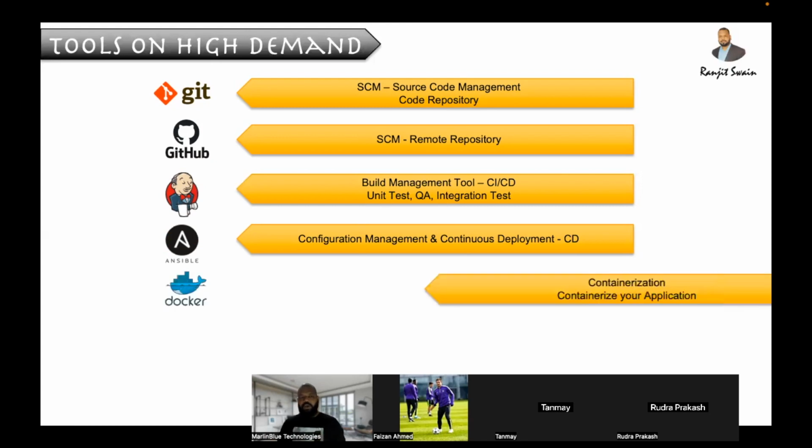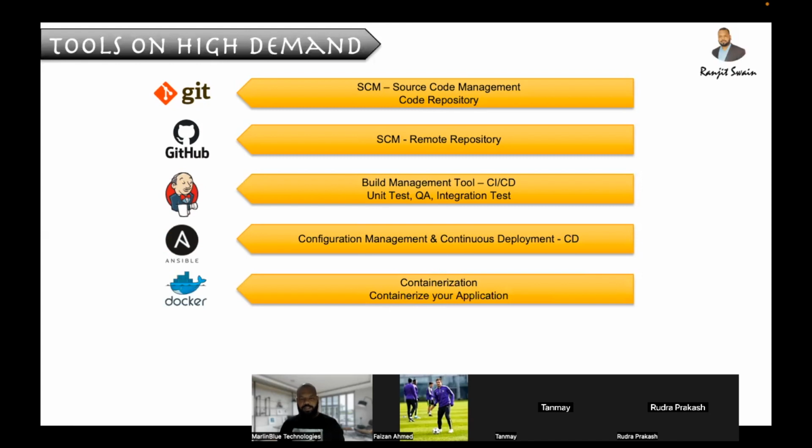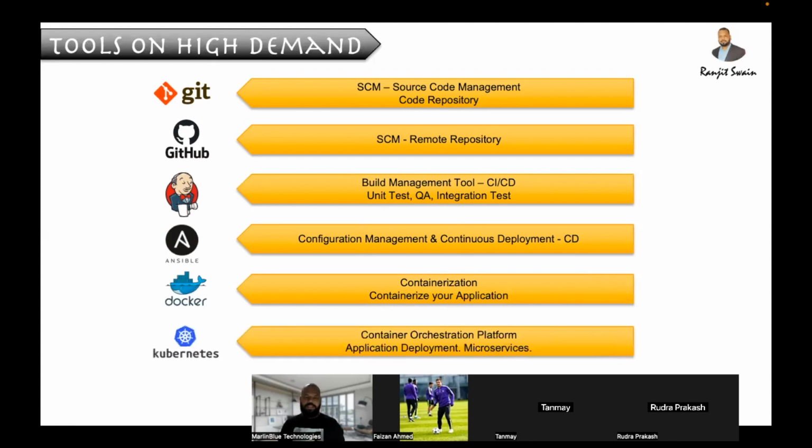The other one is Docker for containerization, to containerize your applications. Another one is Kubernetes, which we are going to learn as a container orchestration platform for application deployment and microservices. The last one we are going to learn is Terraform. It's infrastructure as code, IaC, to automate infrastructure, cloud infrastructure automations. So these are the 7 tools we are going to learn in our class.